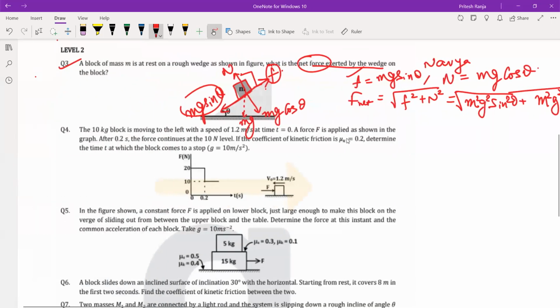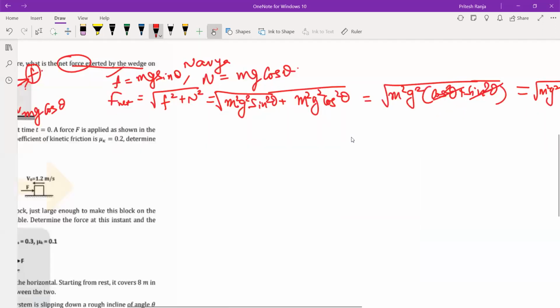All of you understood this? Who did not understand? Let me know. Raise the hand. Okay, all would have understood.